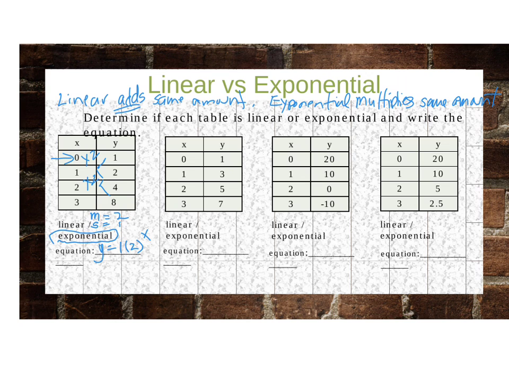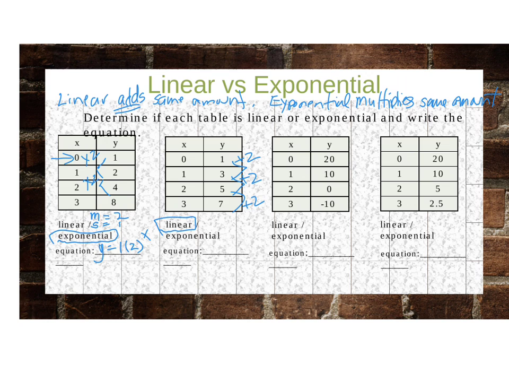1 times 3 is 3. 3 times 3 is 9, so that doesn't work. 1 plus 2 is 3, which plus 2 is 5, which plus 2 is 7. So it's adding the same amount each time, which means it is going to be linear.